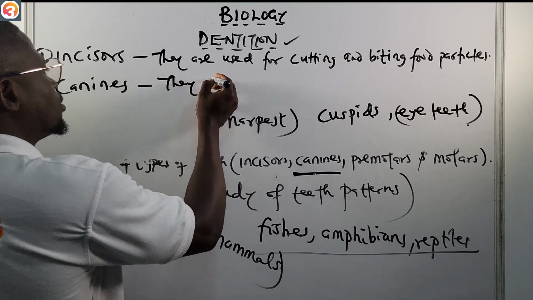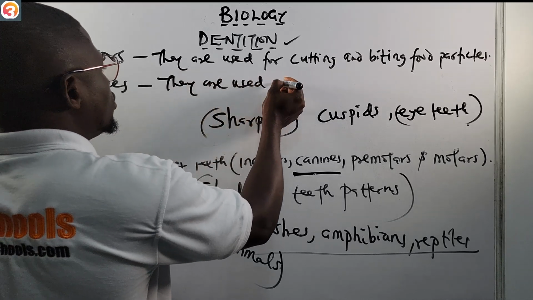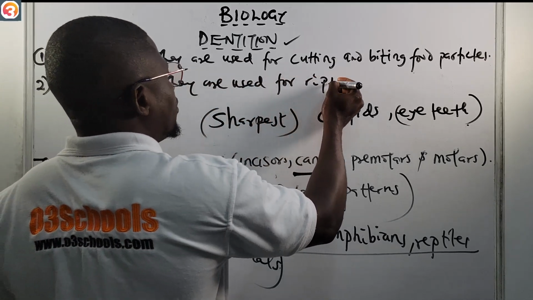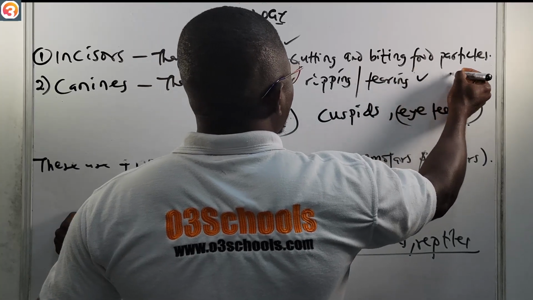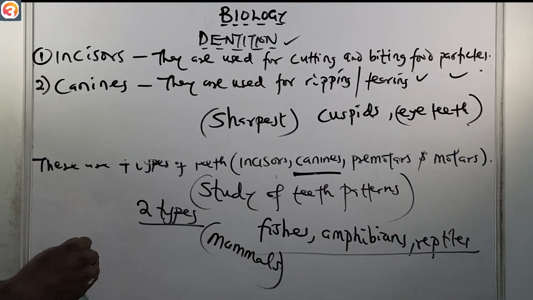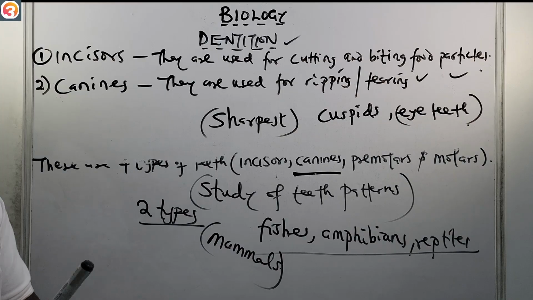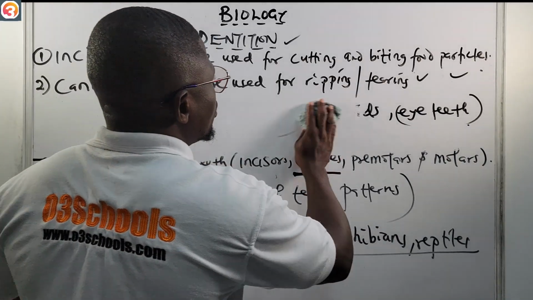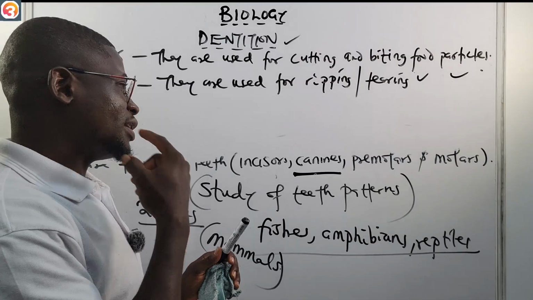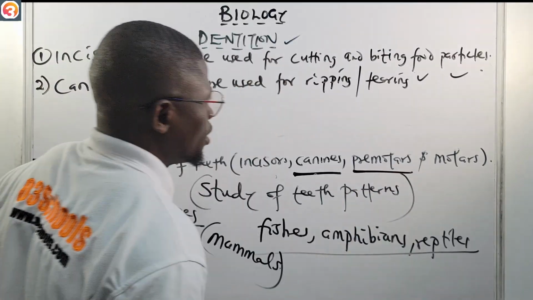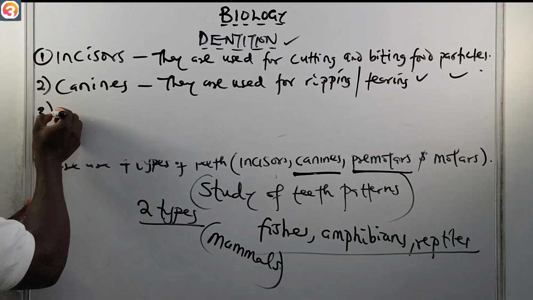for ripping or tearing food particles. They are used to rip or tear food particles. That will take us to the third one. After the incisors and the canines, we now go to the premolars.